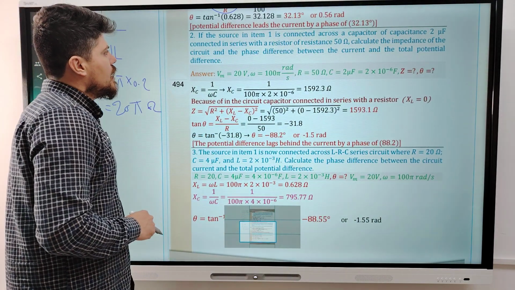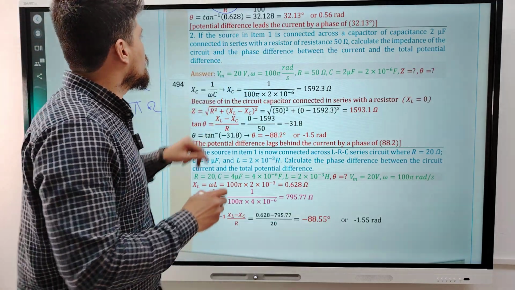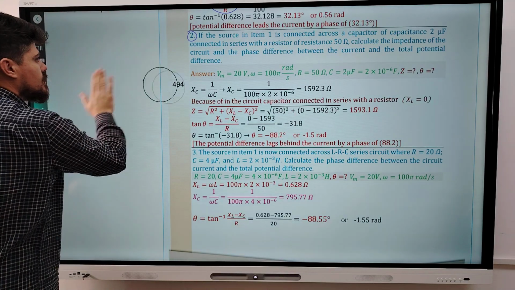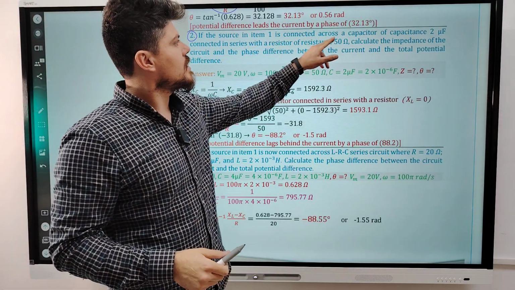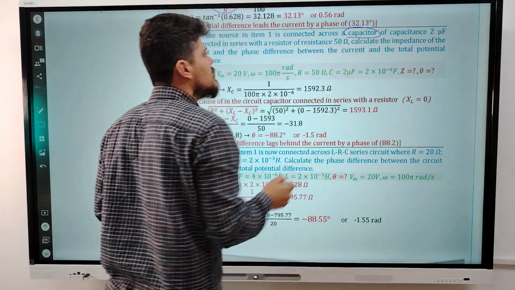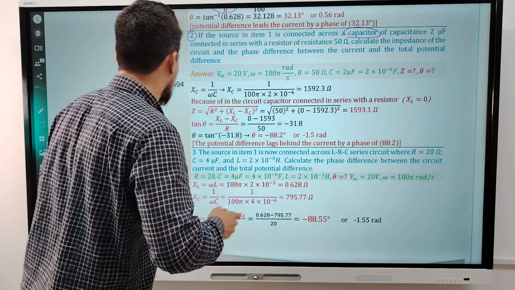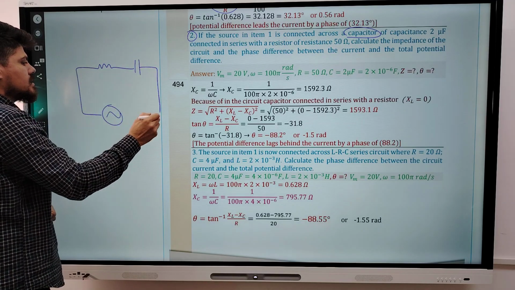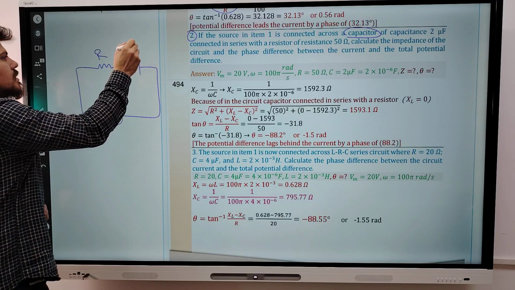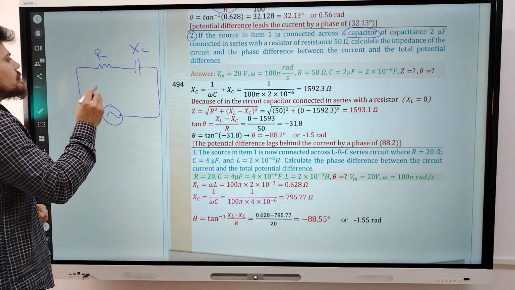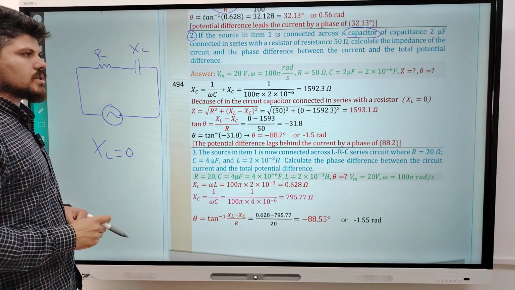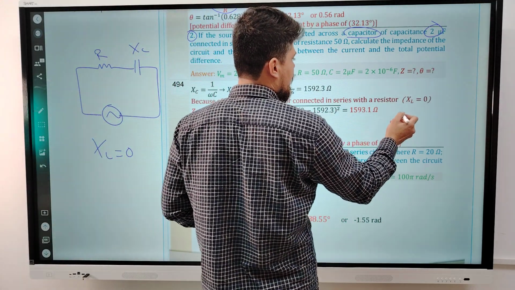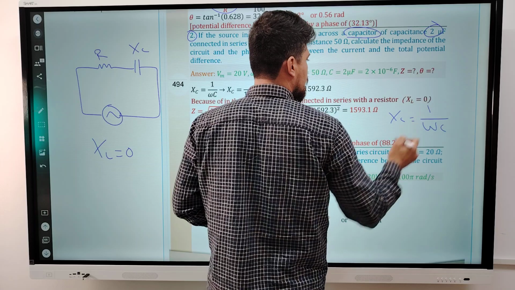If the source in item 1, it means that this question, question 2, is related to the previous question. If the source in item 1 is connected across a capacitor, in this circuit we have a capacitor instead of inductance, which means that we have resistance and capacitance: R and XC or C. XL is 0 in this question, okay? The capacitance C is given. When C is given, you can find XC, because XC is equal to 1 over omega C.